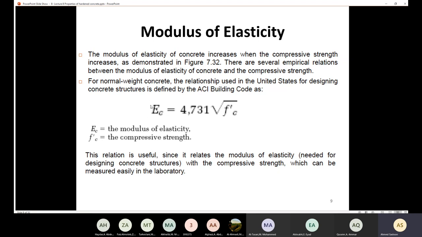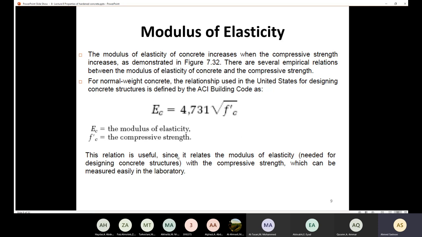as well. So Ec represents the modulus of elasticity of the concrete, and fc here represents the compressive strength of the concrete. So if you have this, you can determine it. Not very accurate, but in reinforced concrete design, they use this a lot, according to ACI. So for normal weight concrete, the relationship used in the United States for designing concrete structure is defined by the ACI building code as Ec equals 4731 times the square root of fc.